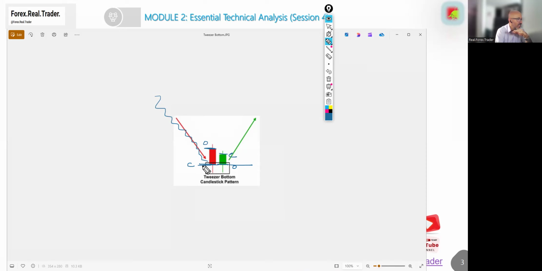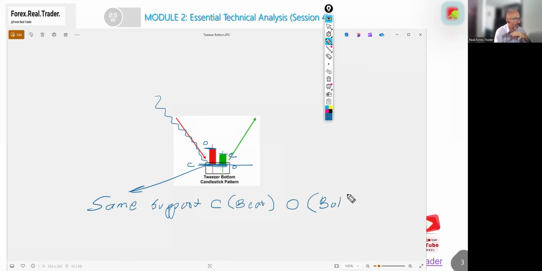In this particular pattern, we can understand or interpret it as the same support, right? The same support in what? In the closing for the bear, right? And in the opening for the bull, okay? When we take into account the real body, okay?